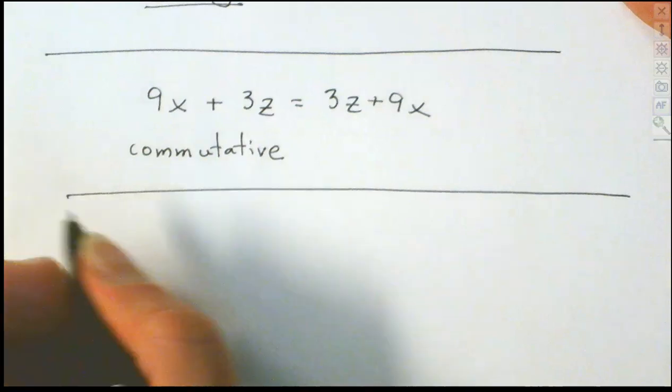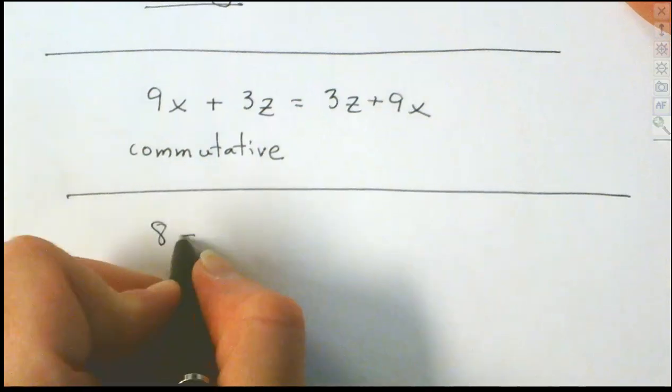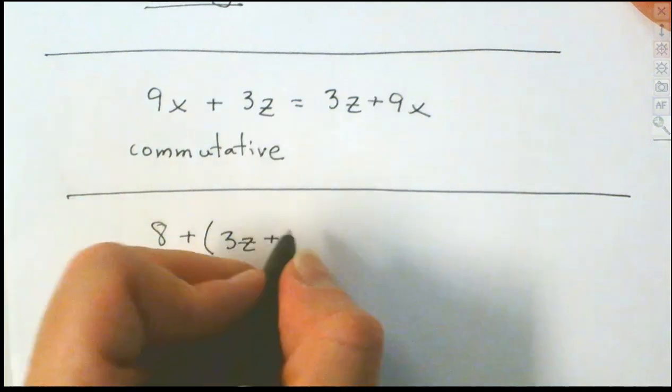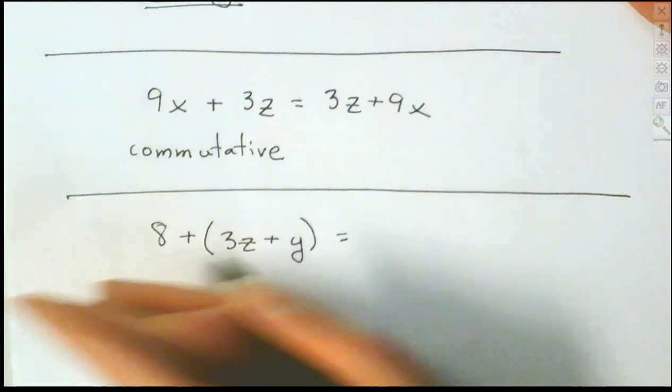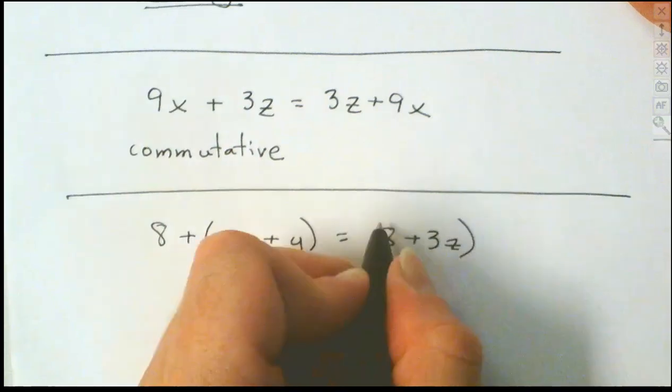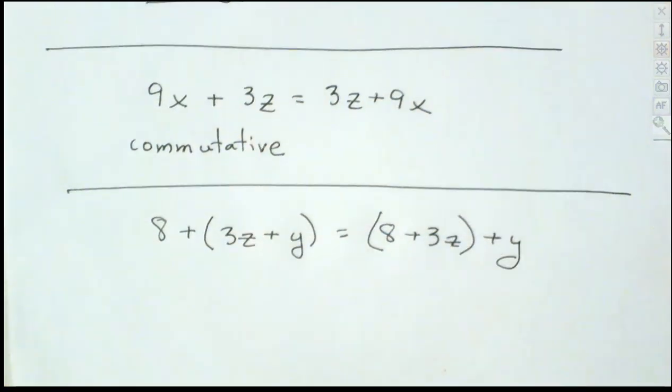Let's do another one. What about this one? Well, in this case, did I change the order of the numbers and variables at all? No. What did I do? I just changed where the parentheses were, right? And if I just change where the parentheses are, then that is associative. I grouped them together differently.